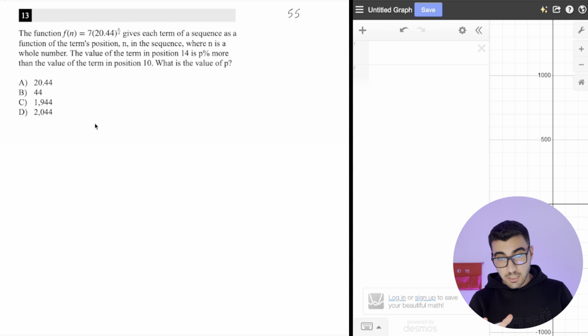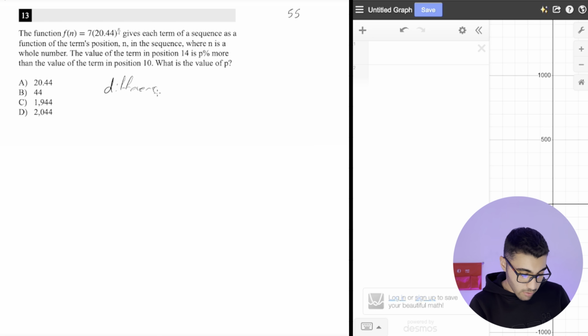The function gives each term of a sequence as a function of the term's position n in the sequence, where n is a whole number. The value of the term in position 14 is p% more than the value of the term in position 10. What is the value of p? So let's put this function into decimals and then see what f of 14 is and what f of 10 is, and then we can see the differences. To find the difference between them as a percent, we take the difference of the values over the initial value times 100, right? This was the formula.